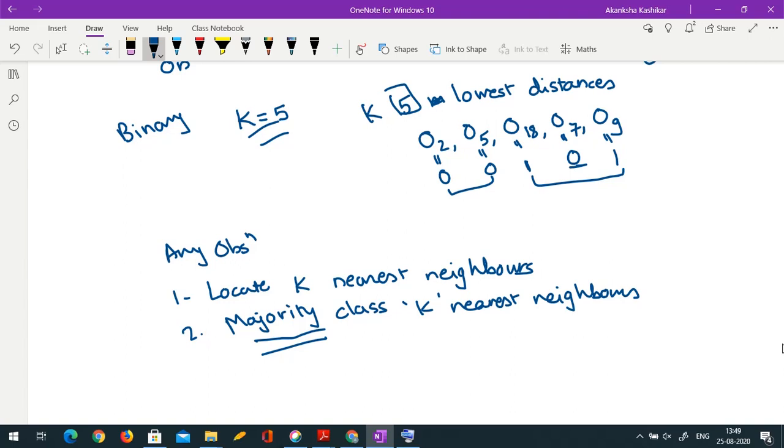Of course, if I have more than two classes, say 3 classes, then ideally I should take k which is not a multiple of 3. But still there can be a two-way tie. It need not be a three-way tie, but there can still be a two-way tie. So this is the principle of k nearest neighbor classification.